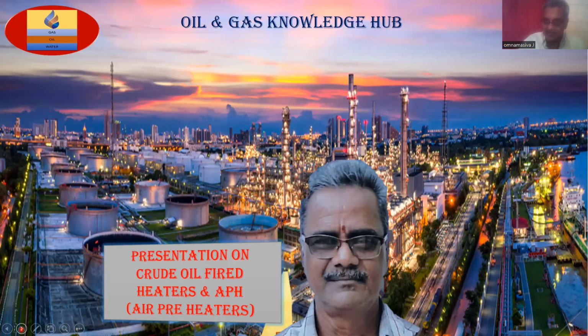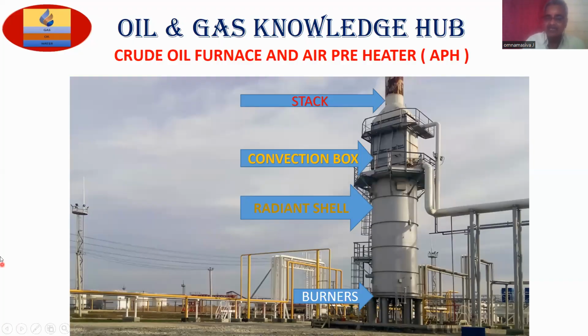Now, see this picture. This is simply a fired heater in an oil refinery process. This is the radiant shell. These are the burners. Radiant shell, convection box, and stack. Normally crude oil will come into the convection box. From the top, it will enter into the radiation shell coils. Through the coils, it will be vaporized, then it will be transferred to further processing. Okay.